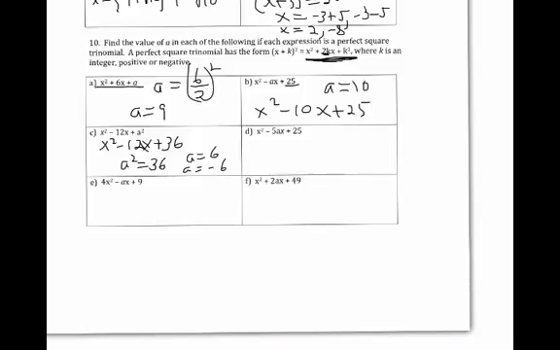For d, again, we don't know the middle term, but we know the last term is 25. So we know the middle term has to be either negative 10 or positive 10. So we're going to get that negative 5a is equal to 10, or negative 5a is equal to negative 10, which would give us the solutions of a is equal to negative 2, a is equal to positive 2.